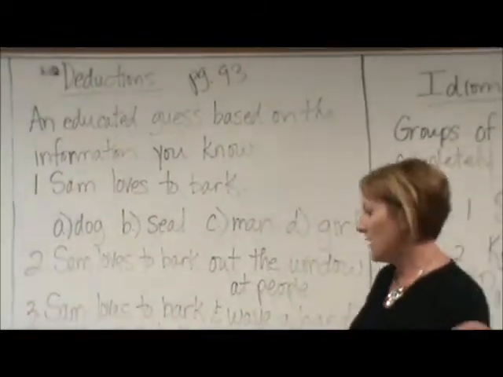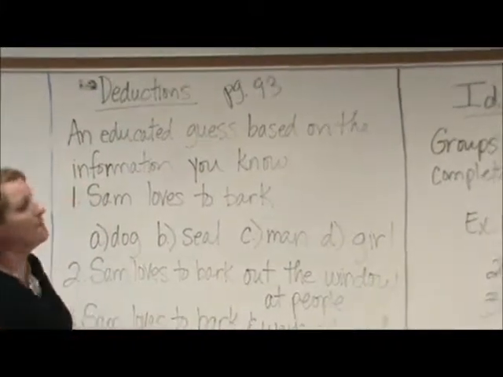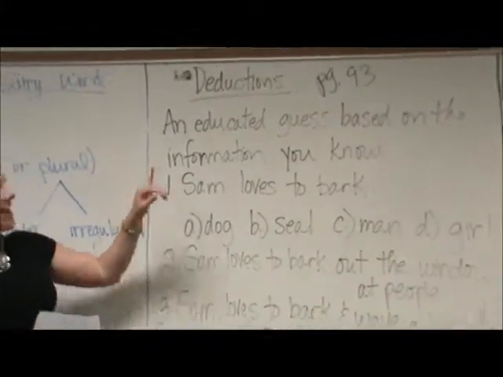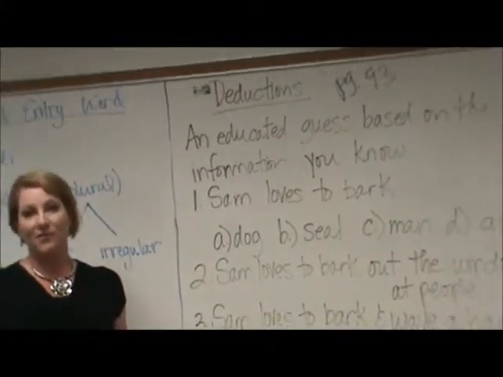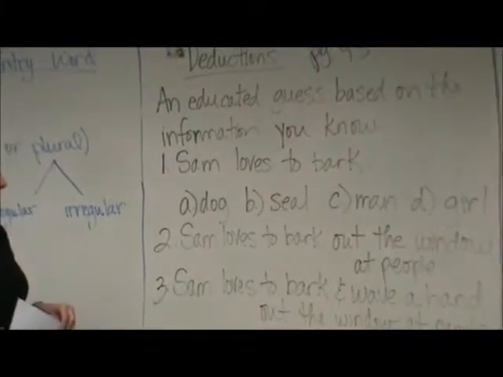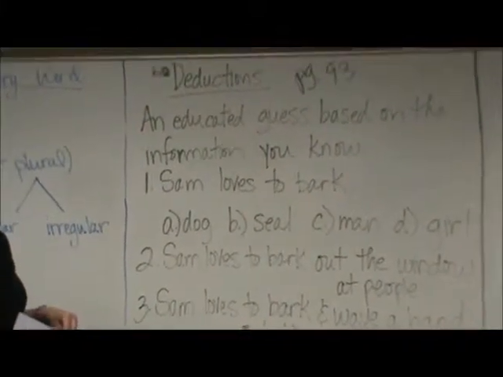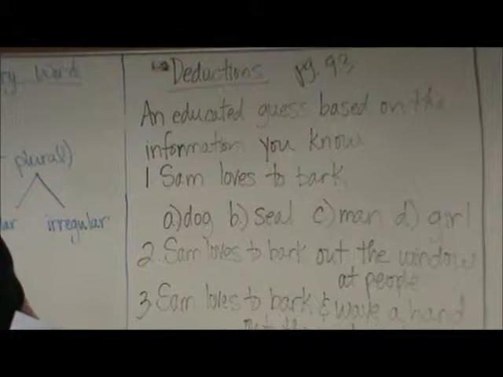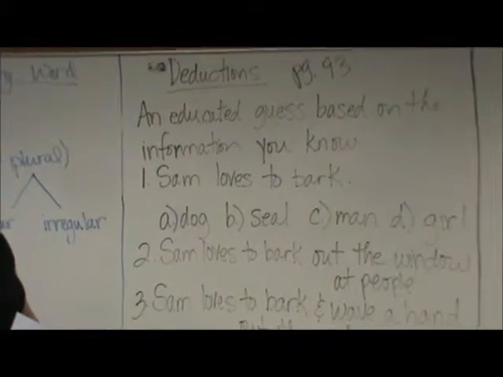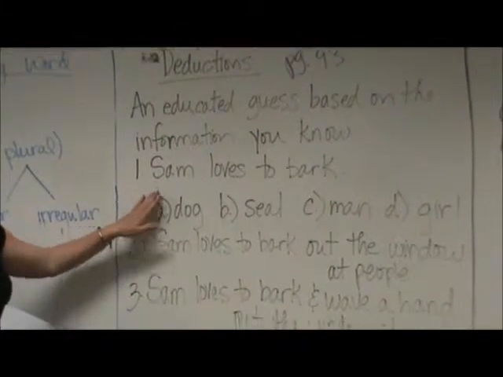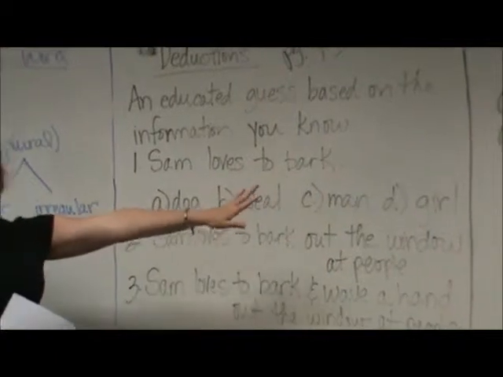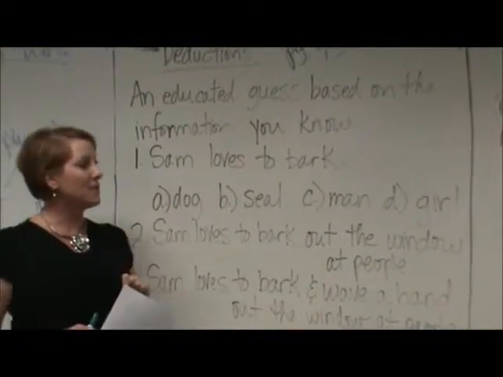The last thing we're going to talk about are deductions, and they're on page 93. Deductions are educated guesses that are based on information you know. For example, I have a list of sentences here, and in the end, we need to decide if Sam is a dog, a seal, a man, or a girl. And this example is in your book.